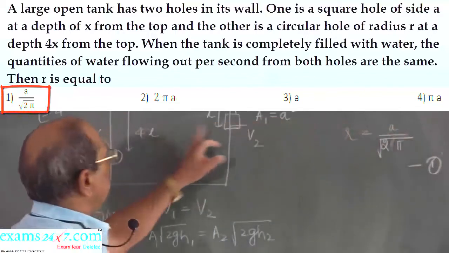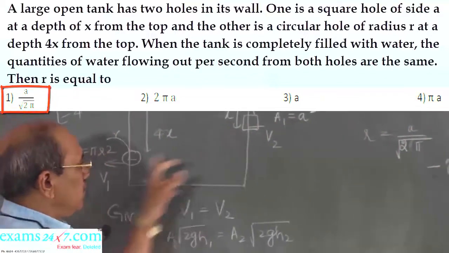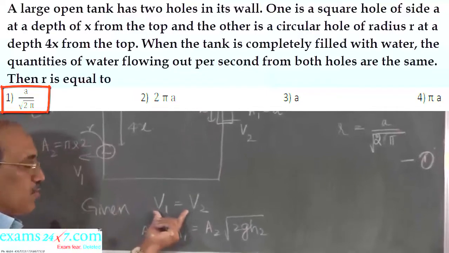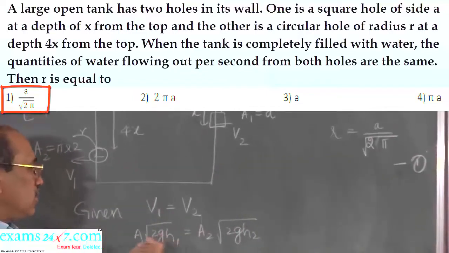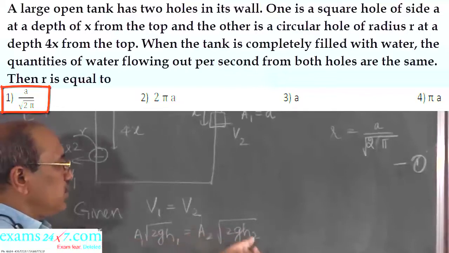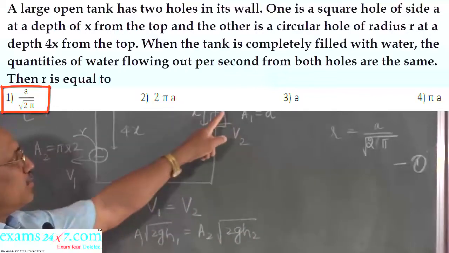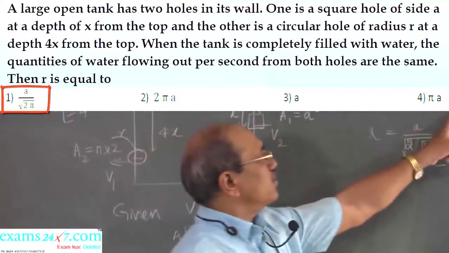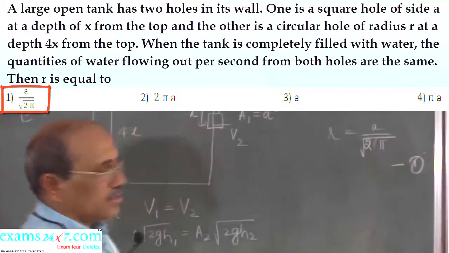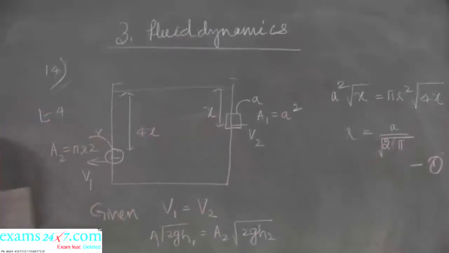So here they are different depths and shapes are different. Volume of liquid flowing out is the concept, area into root 2gh is the relation, A1 root h1 equal to A2 root h2. Area is written in terms of square area and circular area, depth x and depth 4x. Substitution leads to this answer, r equal to A upon.